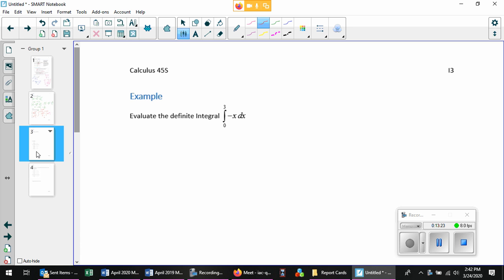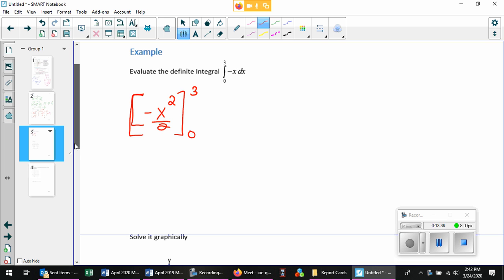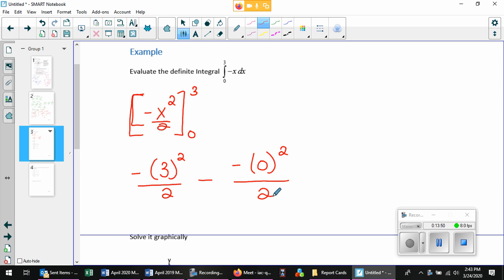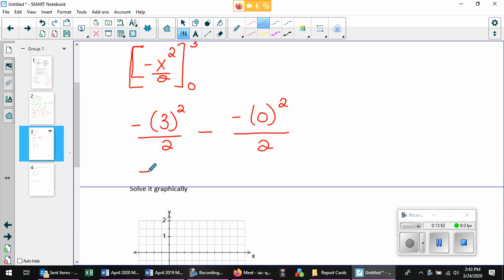So when we antiderive this one, it's going to be negative x squared divided by 2. I guess I should have extended my brackets. 0 and 3. So we're going to have that negative stay outside, so it's 3 squared divided by 2 minus negative 0 squared divided by 2. So we are going to have a negative 4.5 minus 0.